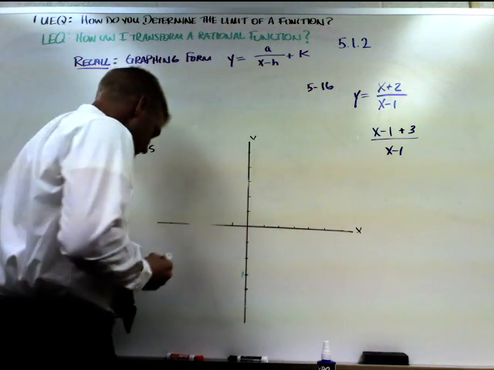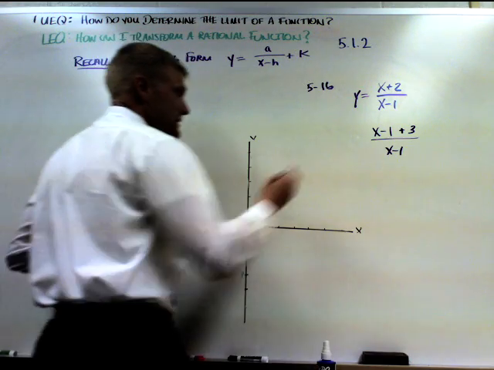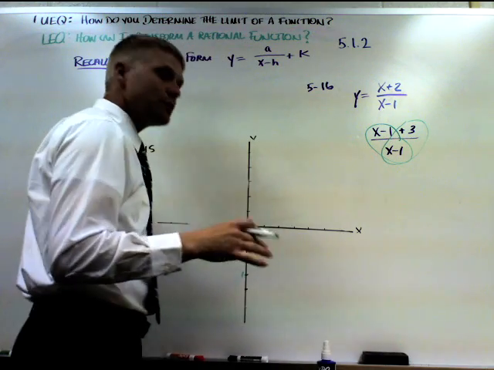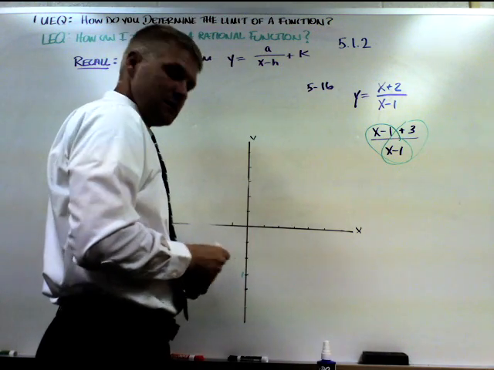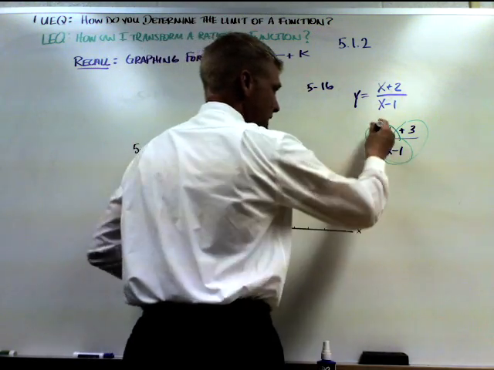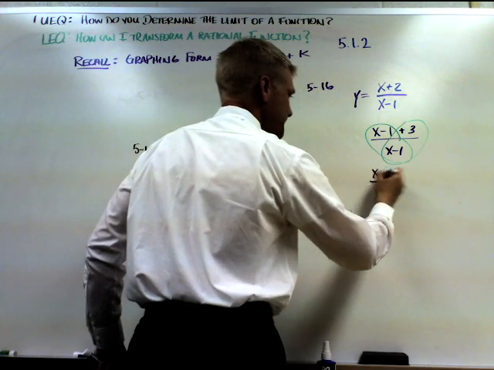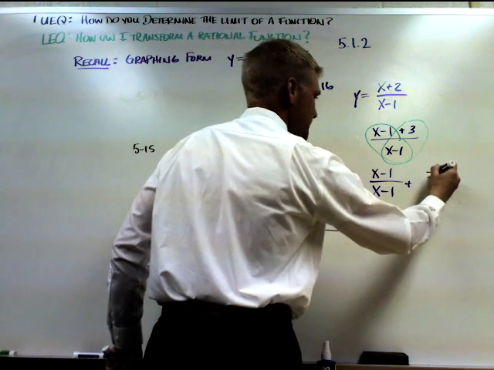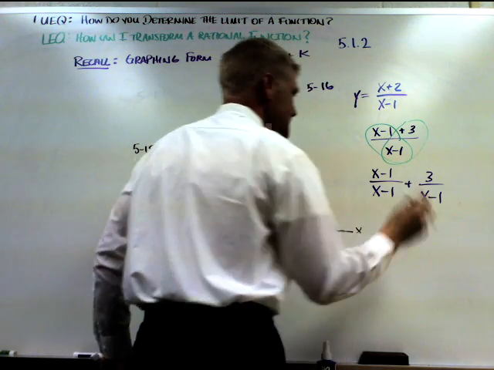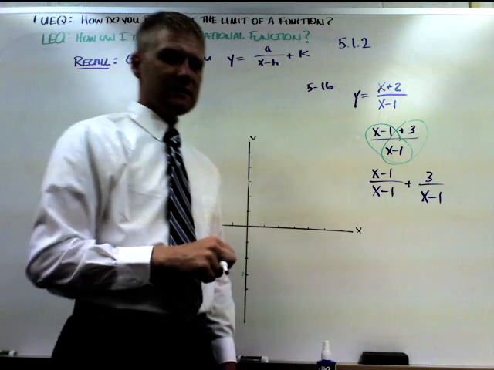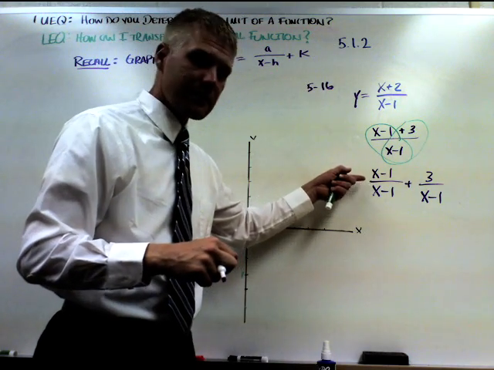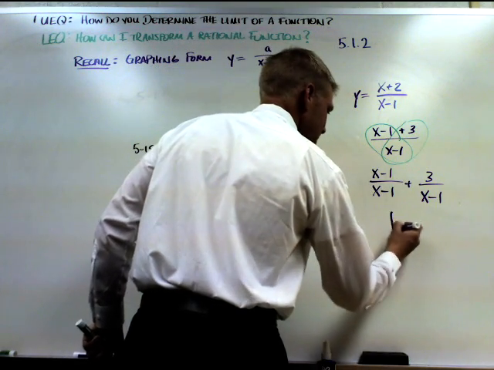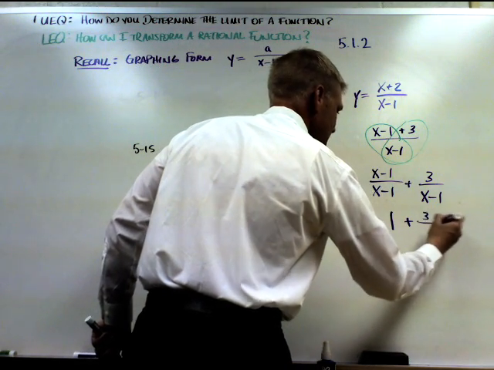Now remember, the reason we did that is so we can take that statement and divide both parts of the numerator by that denominator. What we end up with here is (x minus 1) over (x minus 1) plus 3 over (x minus 1). What's the advantage? Well, we learned way back in 3rd grade, anything divided by itself is always 1. So we end up with 1 plus 3 over (x minus 1).